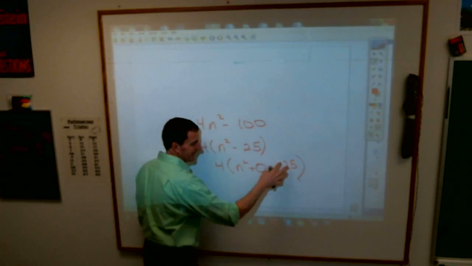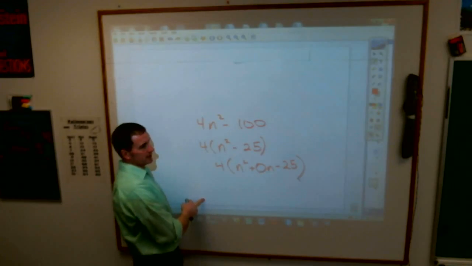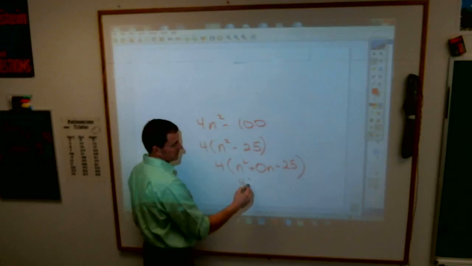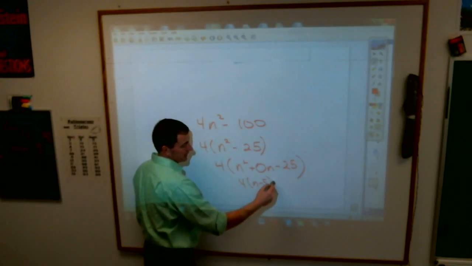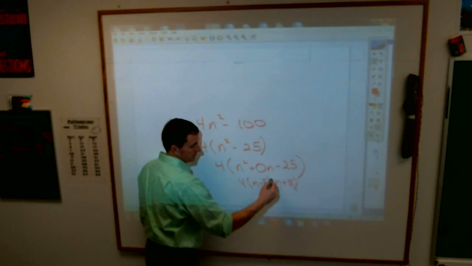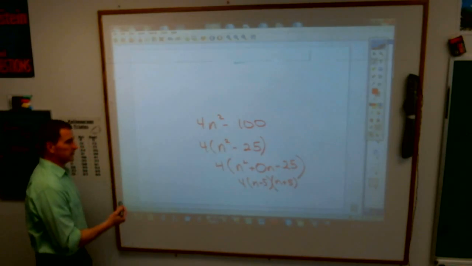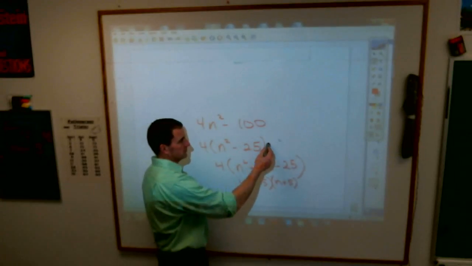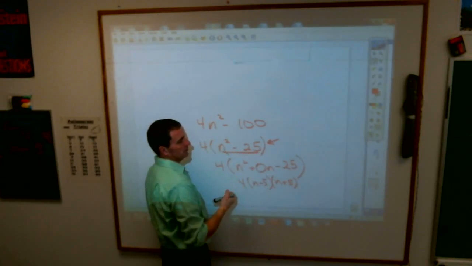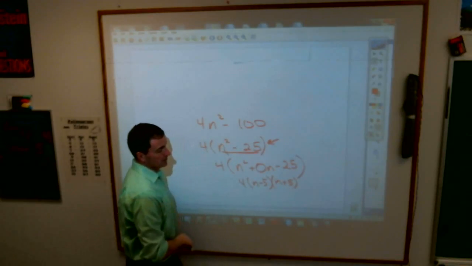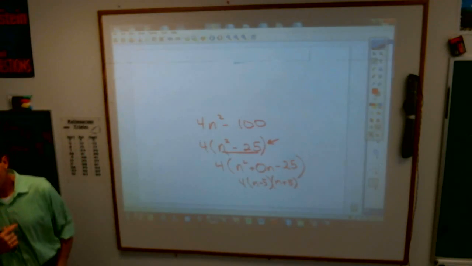What times what gives you a negative 25 when added or subtracted together gives you a big old fat nothing in the middle? Maybe. Exactly. N minus 5 times n plus 5. The way to get a negative here is for one to be the opposite of the other. By the way, we call this a special case. If you see just 2 terms there, one way to get 2 terms is to have the factors be the same number and one negative, one positive. That in fact happens. Perfect.